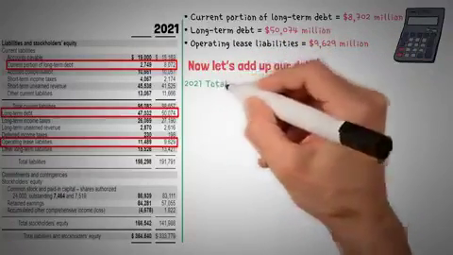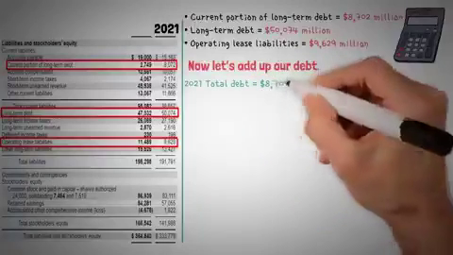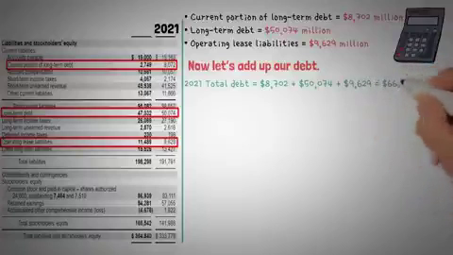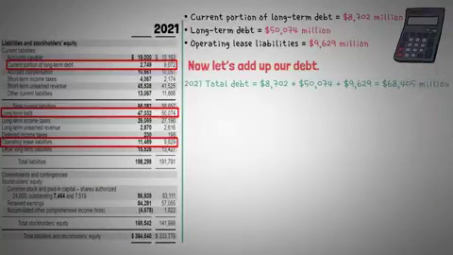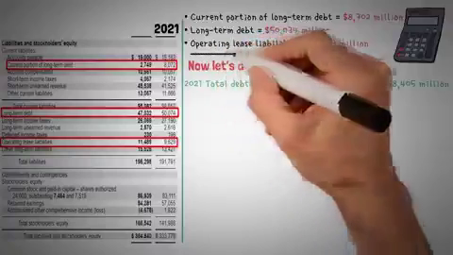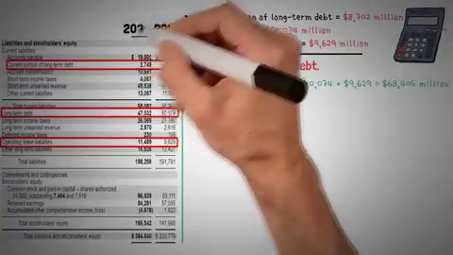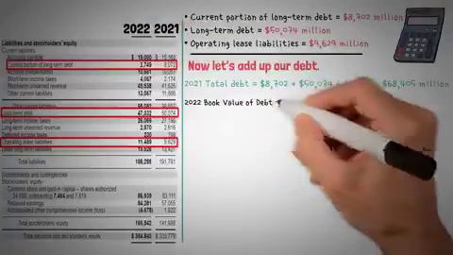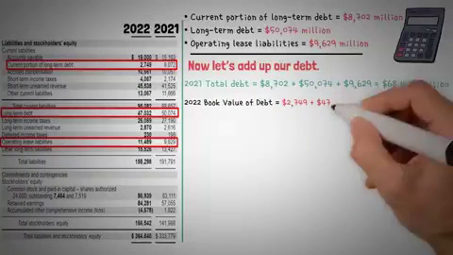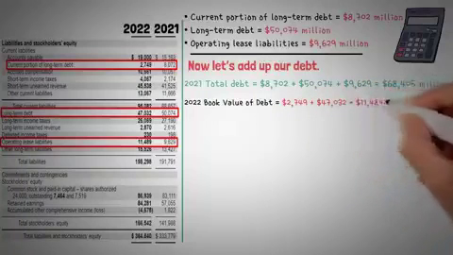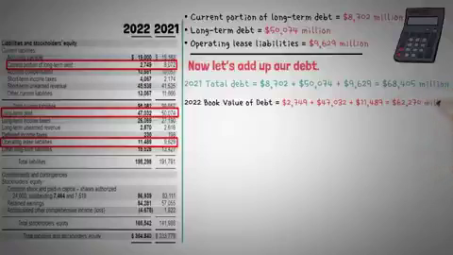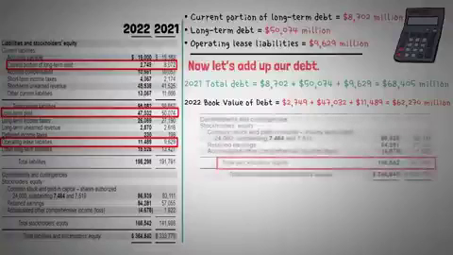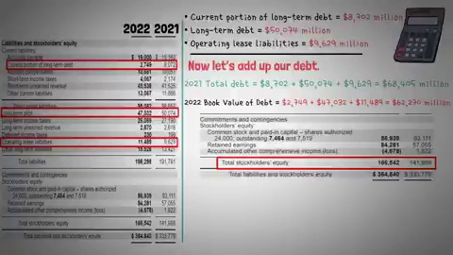Now let's add up our debt. 2021 total debt equals $8,702,000 plus $50,074,000 plus $9,629,000, equaling $68,405,000. Now let's do the same process for 2022. 2022 book value of debt equals $2,749,000 plus $47,032,000 plus $11,489,000, equaling $62,270,000.